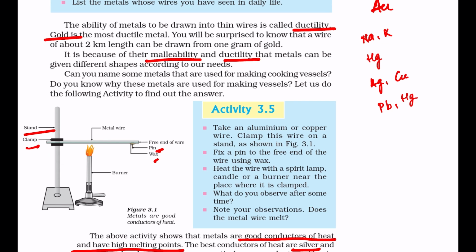Then malleability and ductility. Metals are malleable, that is, they can be beaten into sheets. Metals are ductile, they can be drawn into wires. The best example of malleability and ductility is gold. Gold is the most malleable and most ductile metal, and because of this property of gold, it is used to make jewelry.